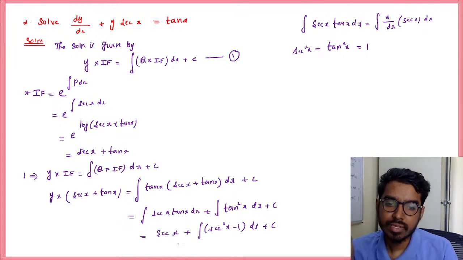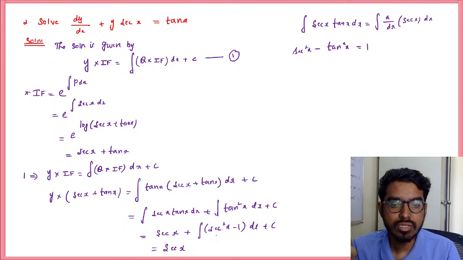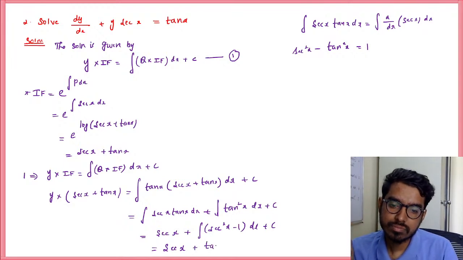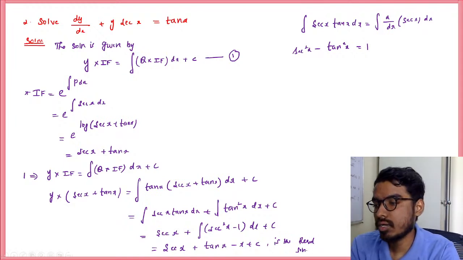Very basic identity. And this will be secant x, and integration of secant square x is tan x, right? Because derivative of tan x is secant square x, so it will be tan x, and minus dx will be minus x plus c, right? Because I can write secant square as d by dx of tan x. So it's a very basic formula. That is the required solution. Right? So we move on to the next problem.